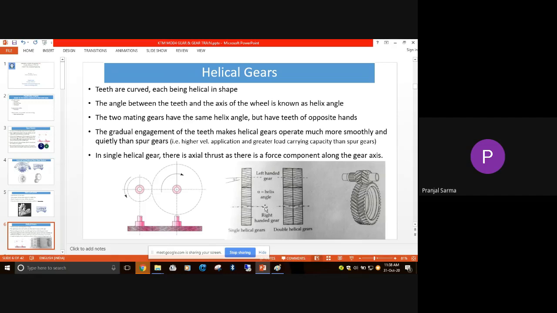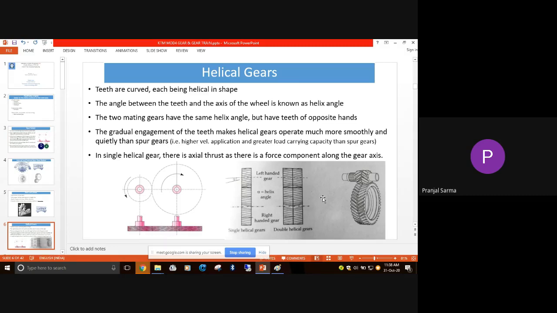You'll see this helix angle here in this figure. The helical gear can be oriented in the right hand direction or left hand direction. Now if we want two helical gears to be properly meshed, one of the conditions they have to fulfill is that both the meshing helical gears must have the same helix angle. That is the orientation of the teeth with respect to the shaft axis. That angle must be the same for both the helical gears.